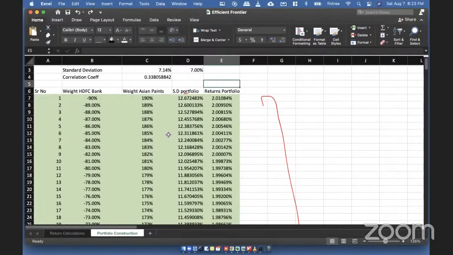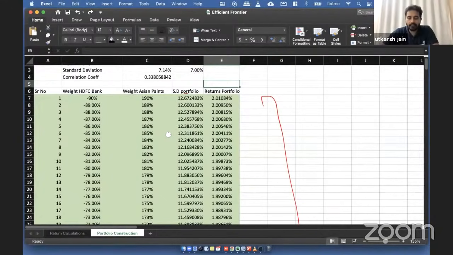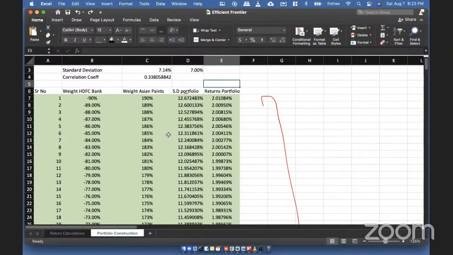Okay. One more thing. In this table, it shows that the highest return of the portfolio comes at minus 90% weightage for HDFC. Is that assuming that we're going to short sell HDFC? Yeah. A negative weight means we're short selling it. Okay, so we are assuming that we earn the same return even in the case of short selling.